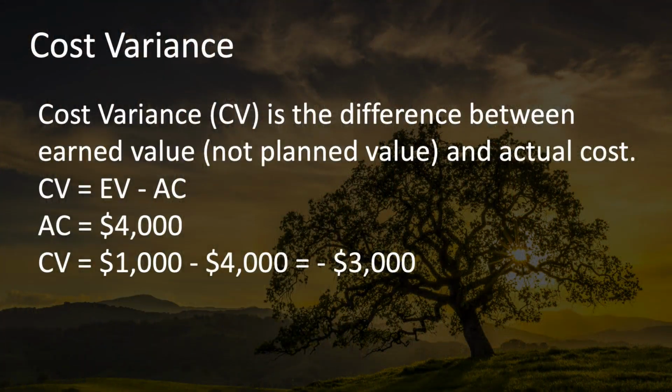The cost variance, CV, is similar and is the difference between earned value, not planned value, and actual cost. The formula is cost variance equals earned value minus actual cost. In this case, $1,000 of earned value minus $4,000 of actual cost, resulting in minus $3,000 of cost variance.